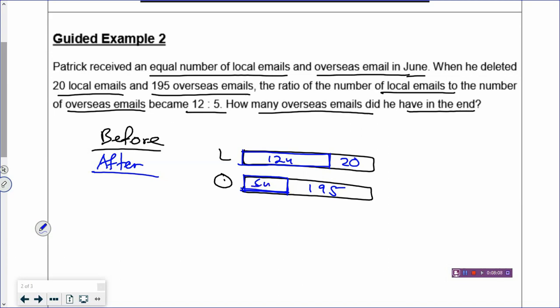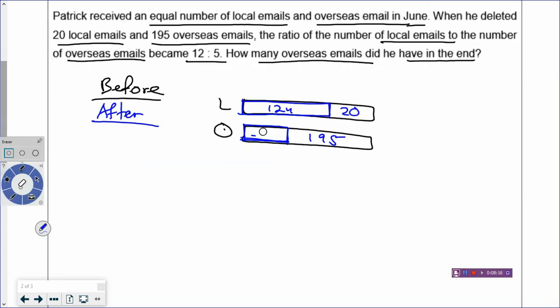So when you have ratio, you will call them units, okay? Because ratio, they are in units. So 12:5 means 12 units and 5 units. All right, 12:5. So how many local or how many overseas emails did he have in the end? So your question mark is over here. Okay, so that's your model, a very simple model that you can draw.